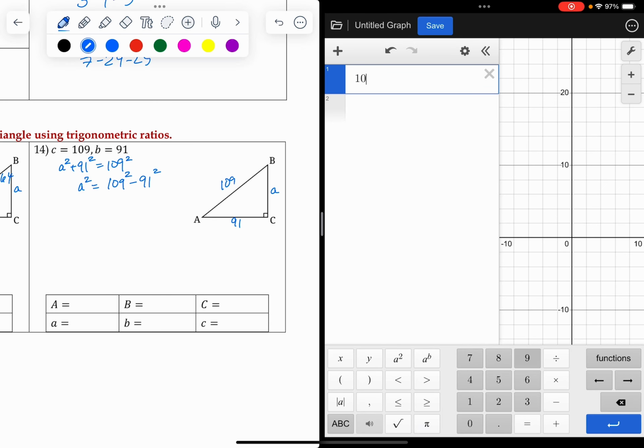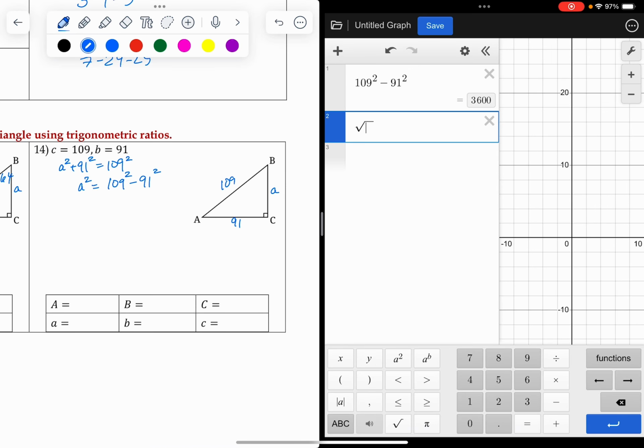Okay, 109 squared minus 91 squared. Oh, that looks like a perfect square. So now we're going to take the square root of that. I was right. Okay, so little a here is 60. So then we said little b was 91. We said little c was 109. Apparently that's a Pythagorean triple. Who knew? Okay, so let's look at the angles.